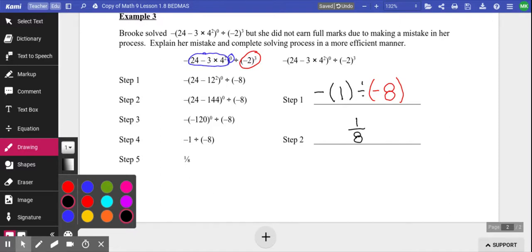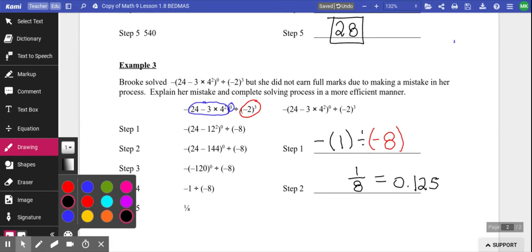If you wrote that as a decimal, it's 0.125, he says, with 0 confidence. 1 divided by 8? Yeah, I'm going to go with that. Now I'm confident. Yep. Awesome.